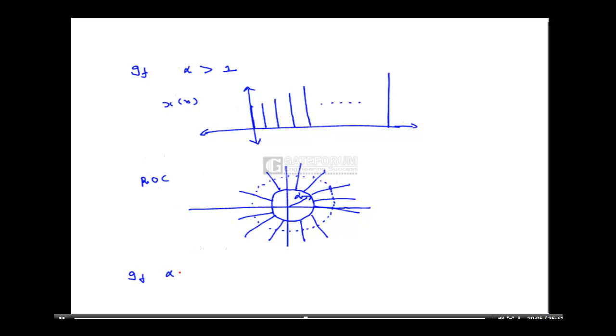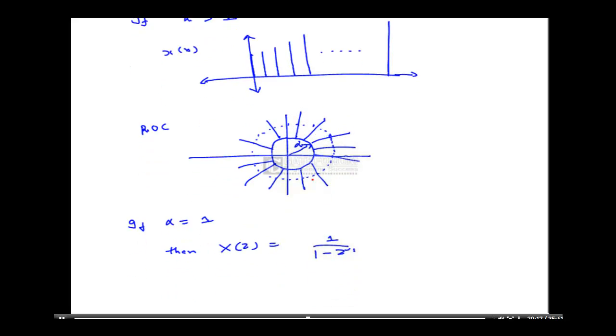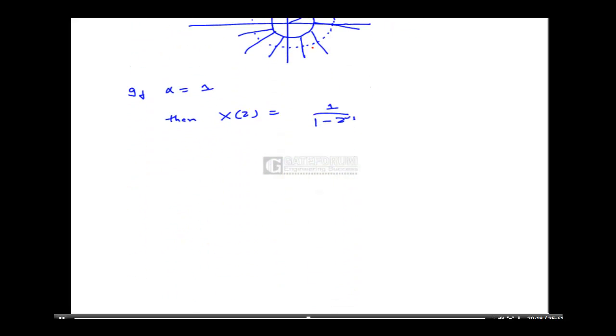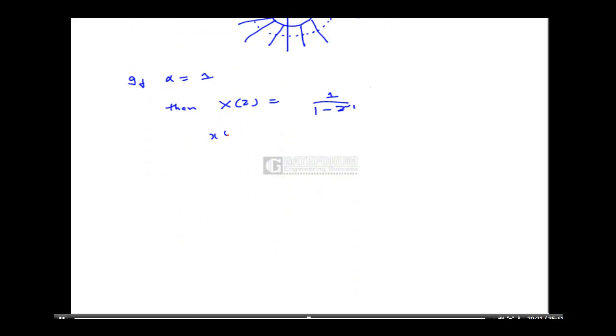Now if alpha is equal to 1, then X(z) is equal to 1 upon 1 minus z to the power minus 1. This Z transform is for the unit step function. Okay, this is the Z transform for this.